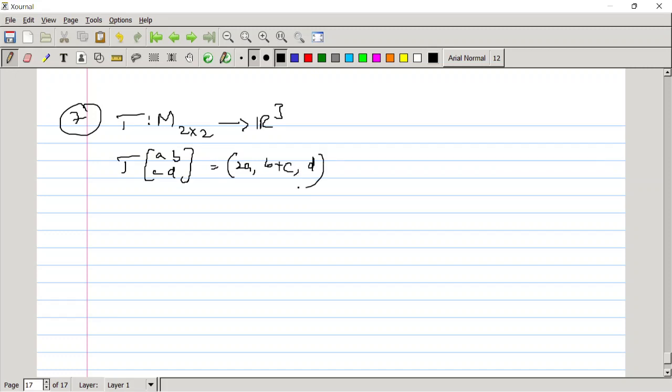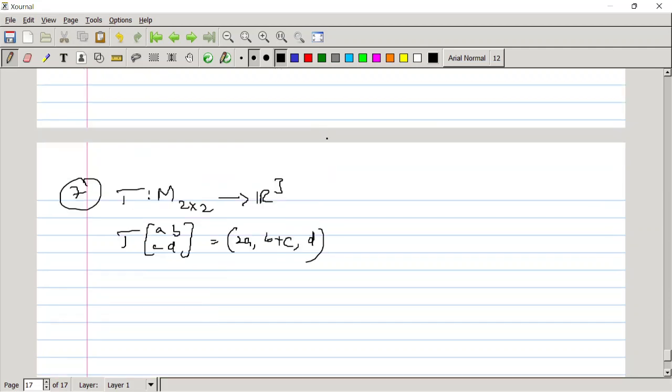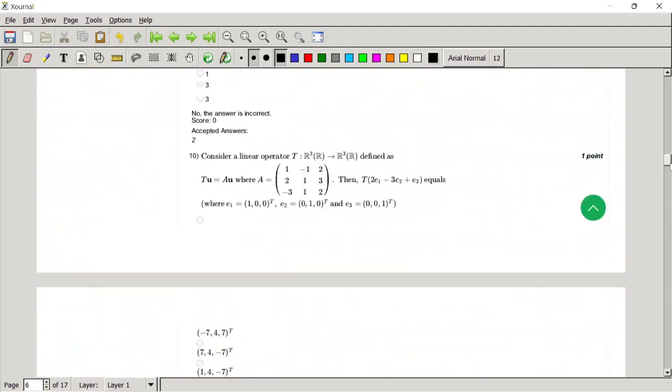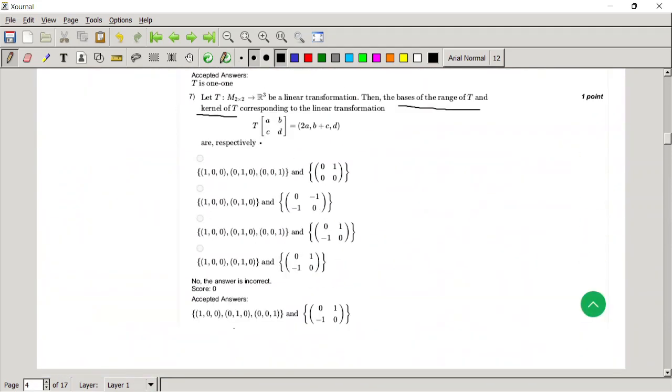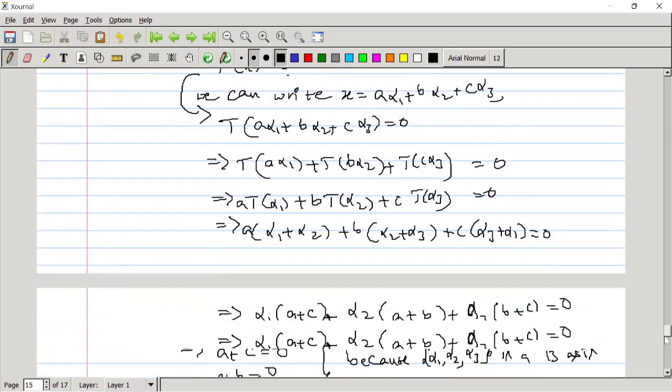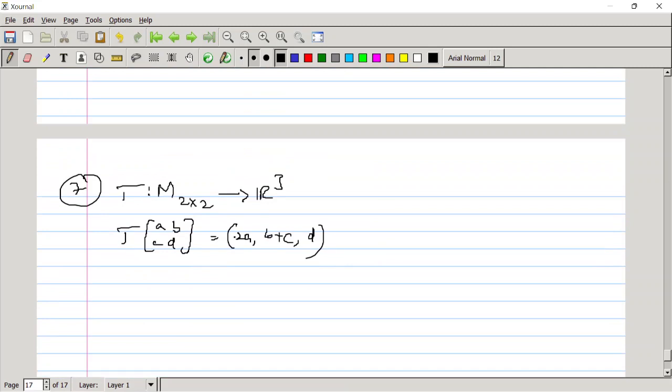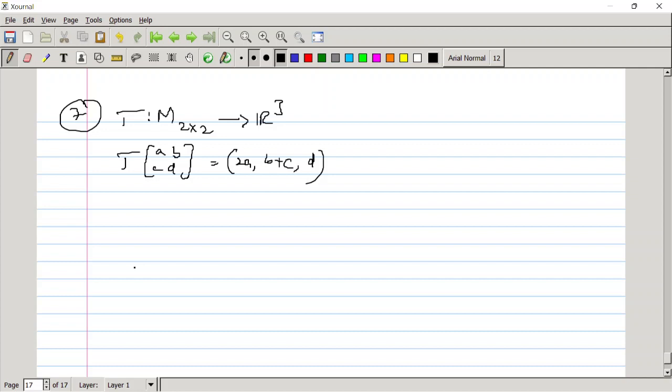I think let me check this once again. 2a comma b plus c comma d. Okay. So it is asked to calculate the basis for the range of T and the dimension of the kernel of T. So firstly let me check the range of T.